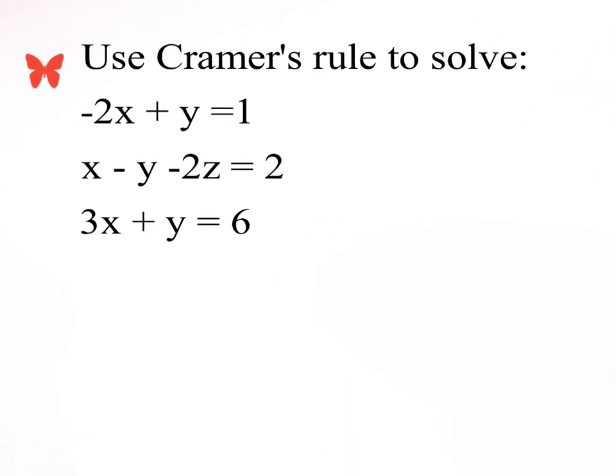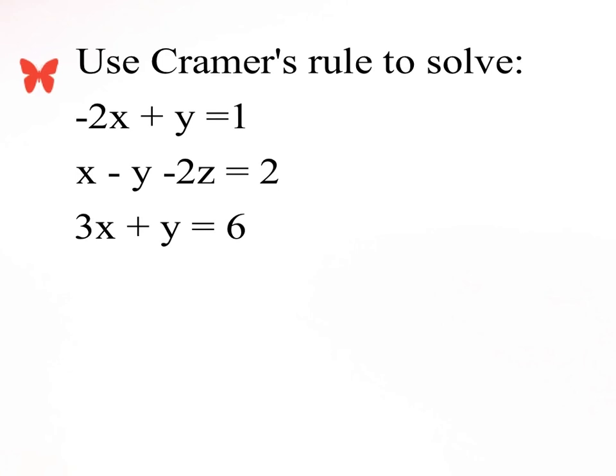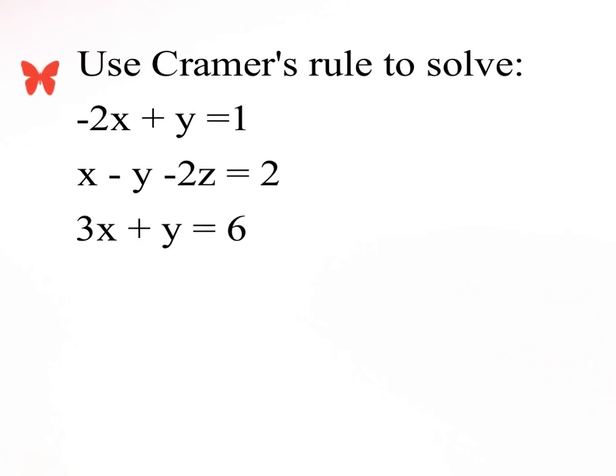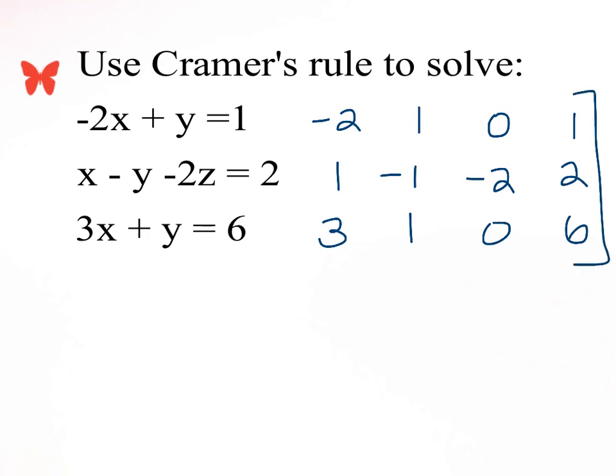First thing I'm going to do is create my initial matrix. Just my constants. So -2 is in front of the x, 1 is in front of the y. There is nothing there for z, so you have to put the 0. You have to have the placeholder. And then 1 for the constant. 1, -1, -2, and 2. And 3, 1, 0, and 6. There's my augmented matrix.